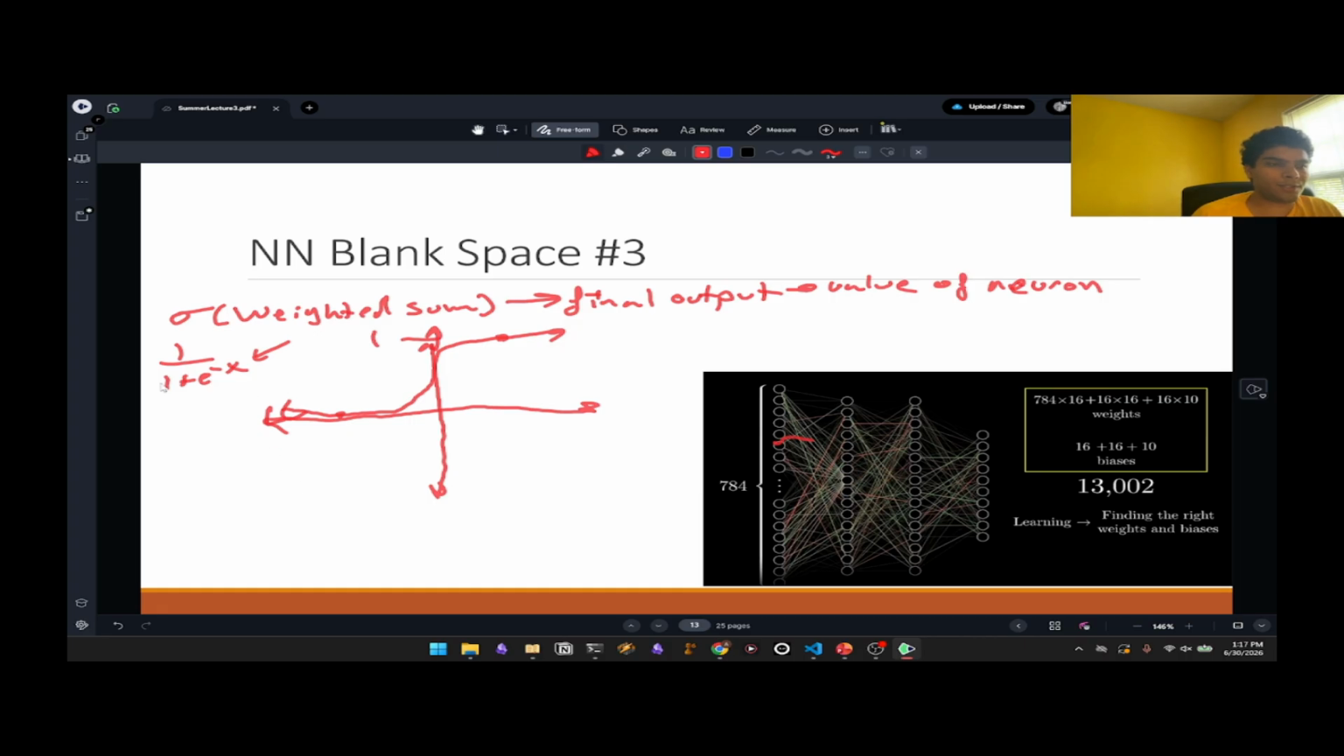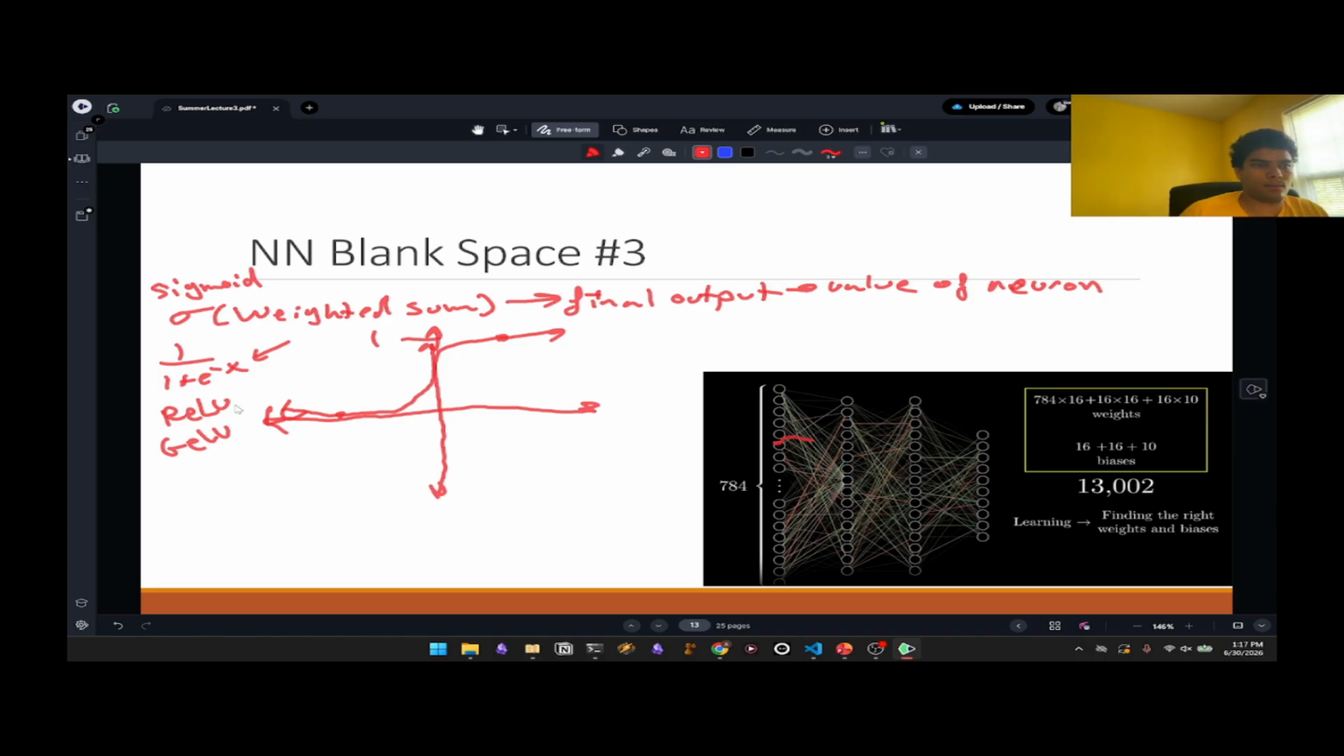There are other functions besides the sigmoid that we talked about, but there's also the ReLU, which is the rectified linear unit, and there's a couple others like GLU, Gaussian rectified unit maybe.